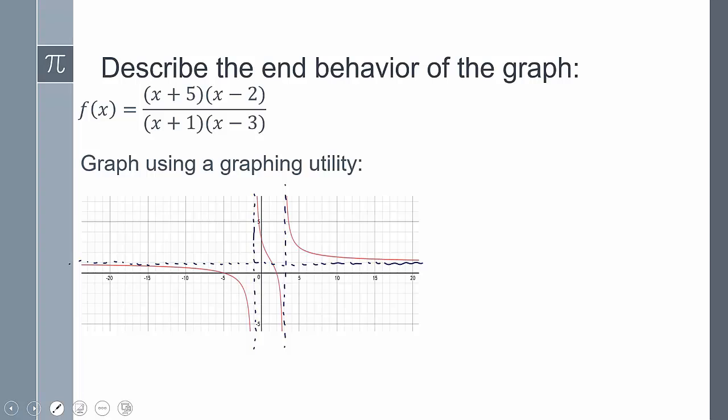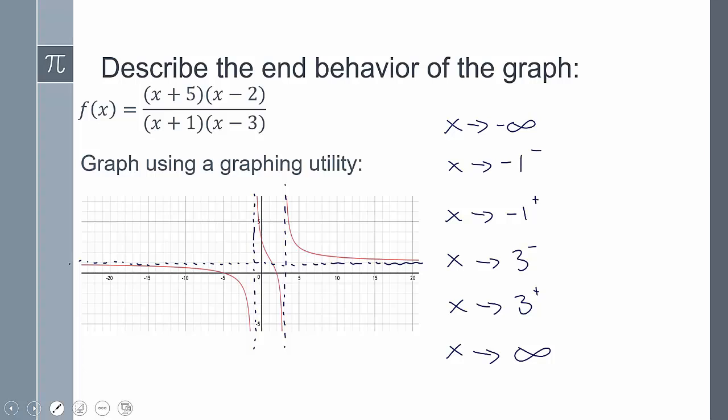So let's state what my x is doing. My x is approaching negative infinity. Let's move along. Now it's approaching -1 from the negative. Then it approaches -1 from the positive. Then it approaches +3 from the negative. Then it approaches +3 from the positive. And then it's going to infinity. The way that you can count it is, where's my graph going to infinity? How many times? 1, 2, 3, 4, 5, 6. Great. So I'm describing my end behavior accurately so far.